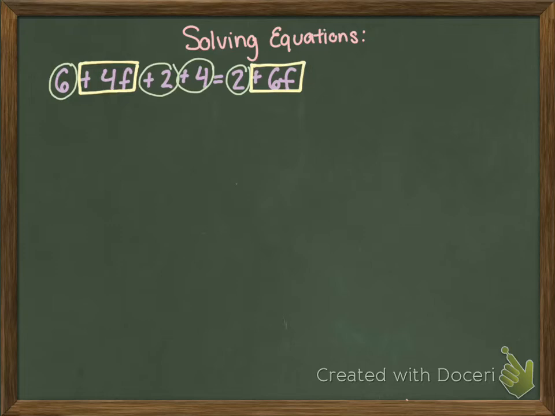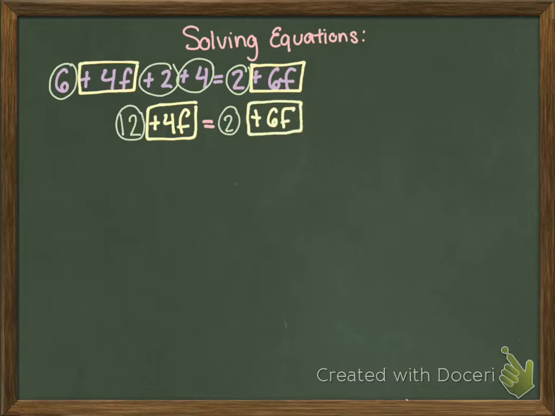So 6 plus 2 plus 4 is 12. Move the 12 down, and then we keep the plus 4f. That's still in a box. Remember, that's a box. And I keep my 12 in a circle, just so I can see the difference. Then we have the equal sign. And on the other side, that 2 stays there. And then we have the plus 6f on that other side.